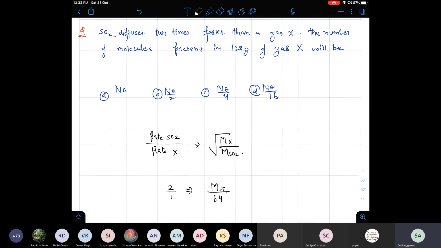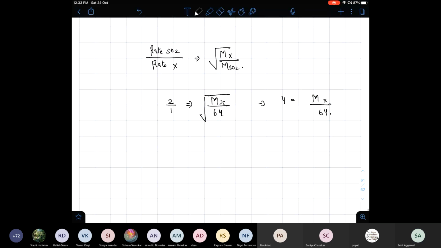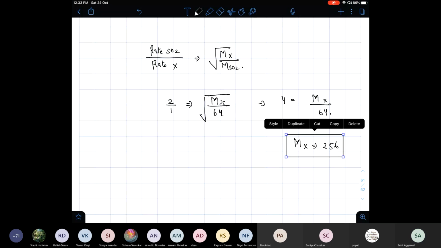Mass of SO2. Taking the square root, we square both sides. It will become 4 equals mass of gas X divided by 64. So the mass of gas X will come out to be 256. We got it.